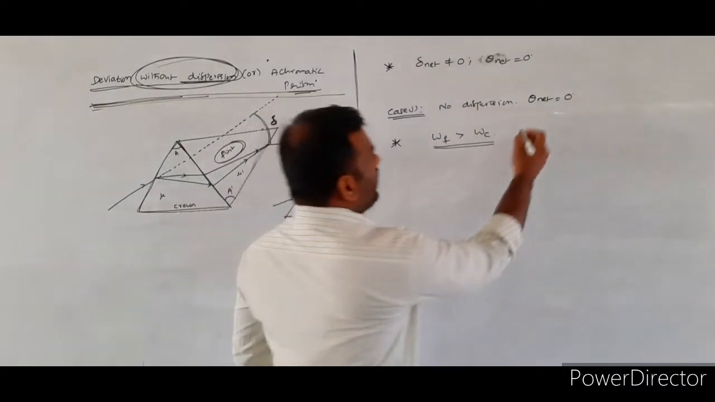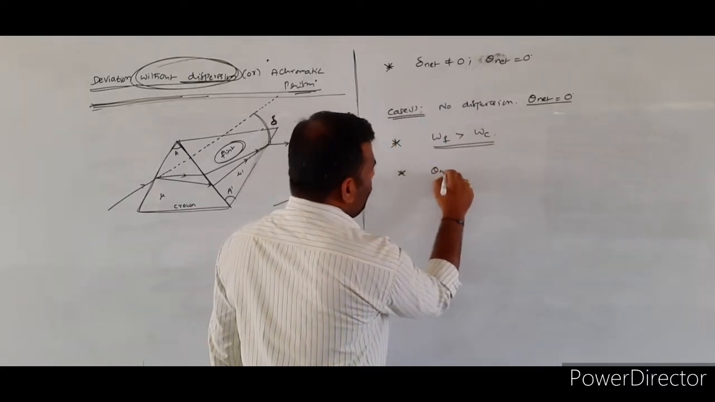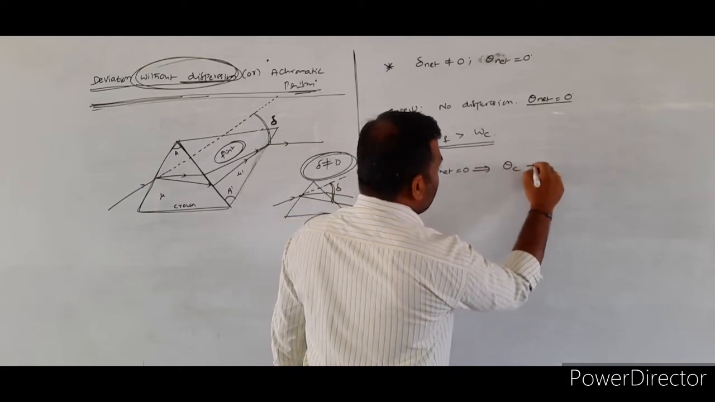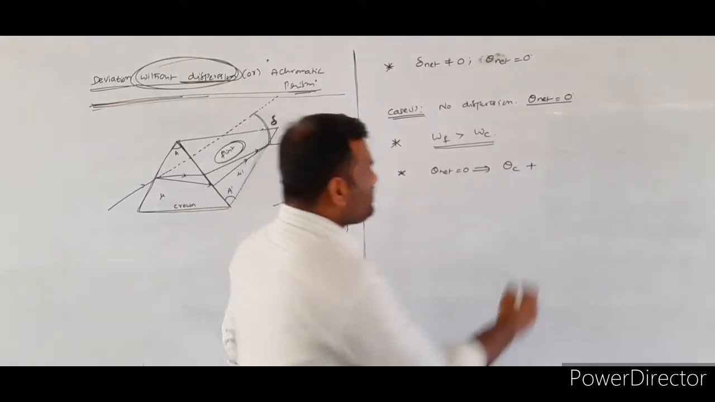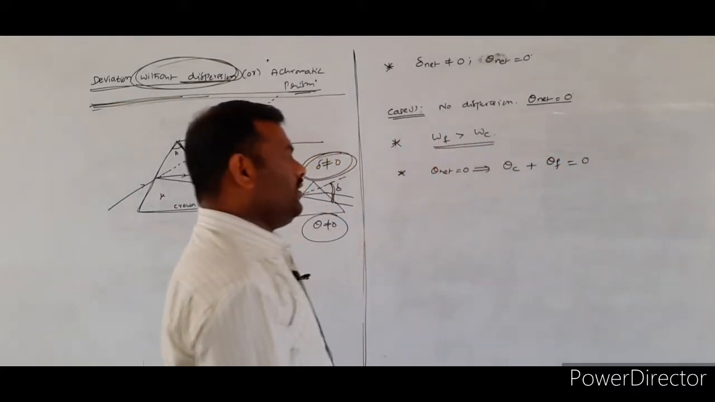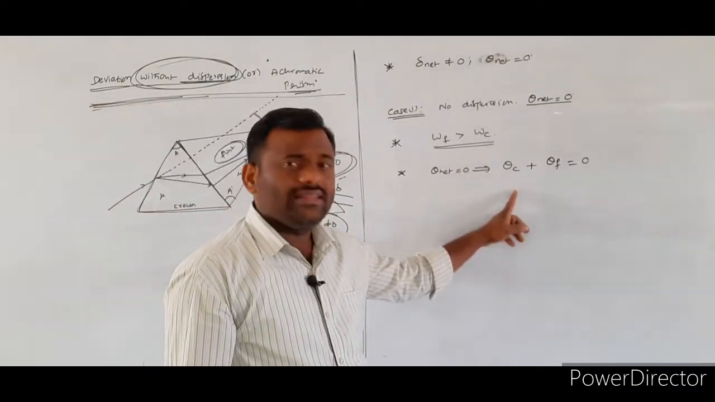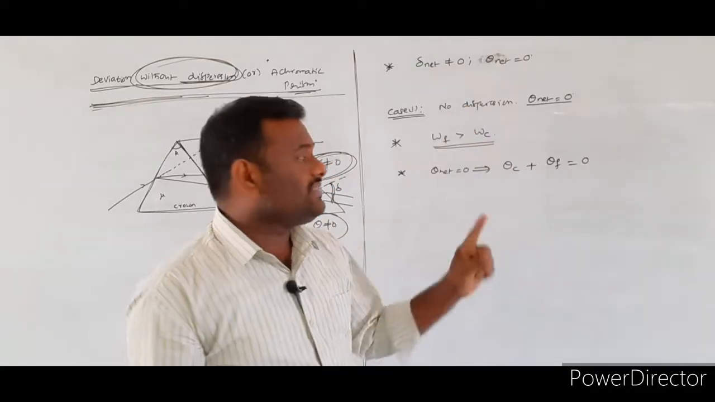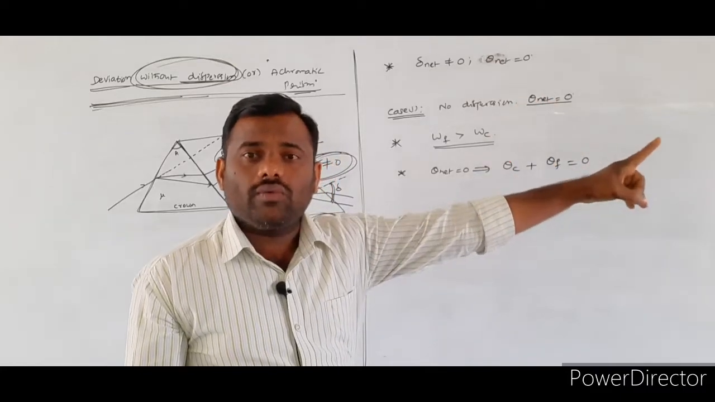So what do you get here? Theta net is equal to 0. If theta net is equal to 0, it means the angular dispersion produced by the crown glass plus the angular dispersion produced by the flint glass is equal to 0. The sum of the two angular dispersions must be equal to 0.